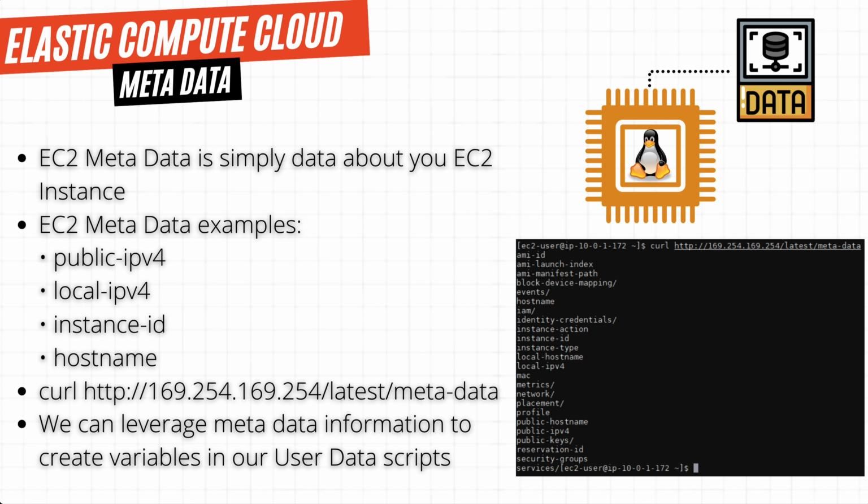And finally, I want to mention EC2 metadata. EC2 metadata is simply data about our EC2 instances. Important information like public elastic IP, the local IP, and the instance ID. We can use this information to create variables within our user data scripts. This way, we can run the same user data scripts across EC2 instances without having to go back and update the IP address or the instance ID in the user data script. We can find the instance metadata by running this curl command inside of our Linux EC2 instance.